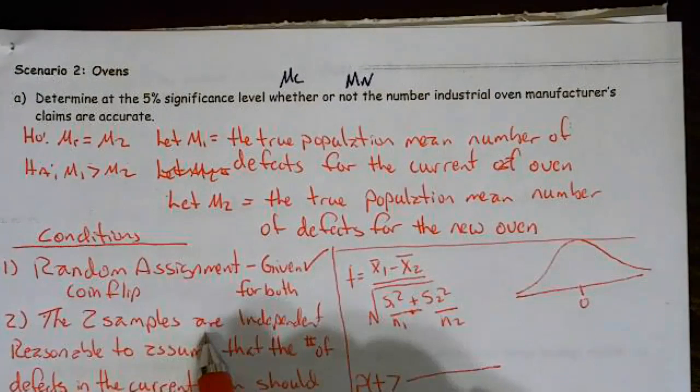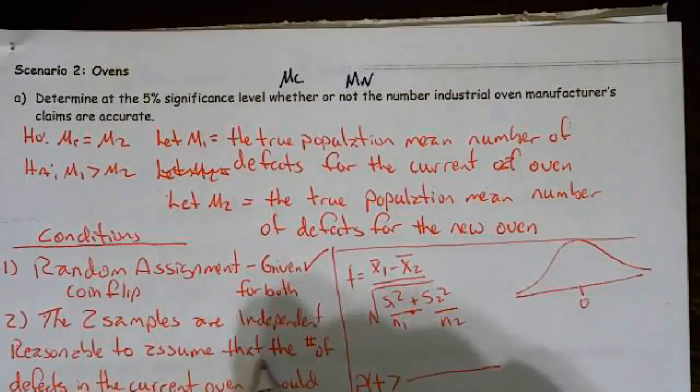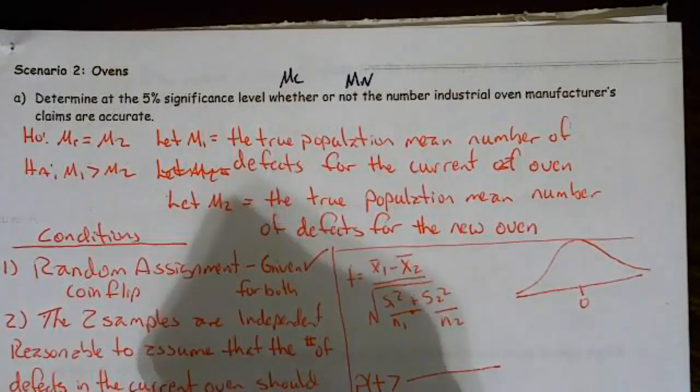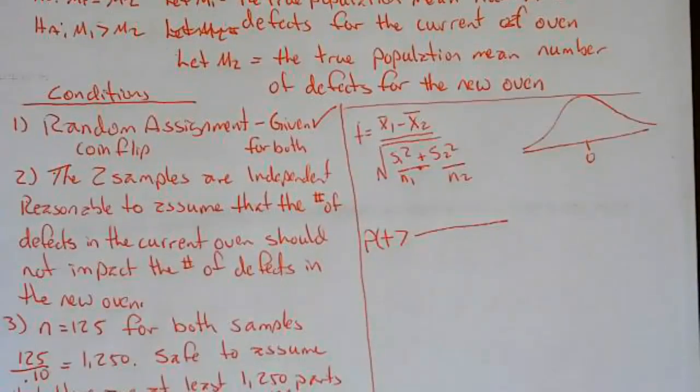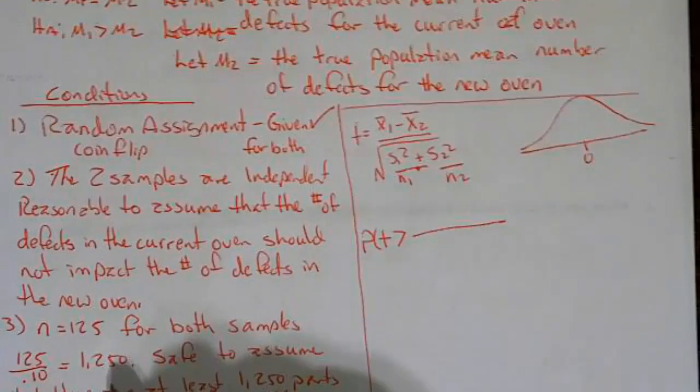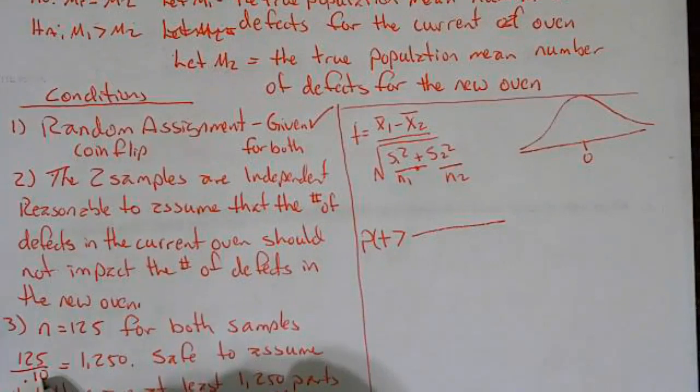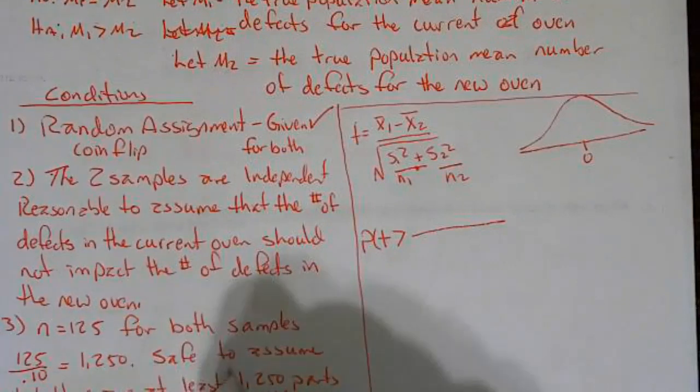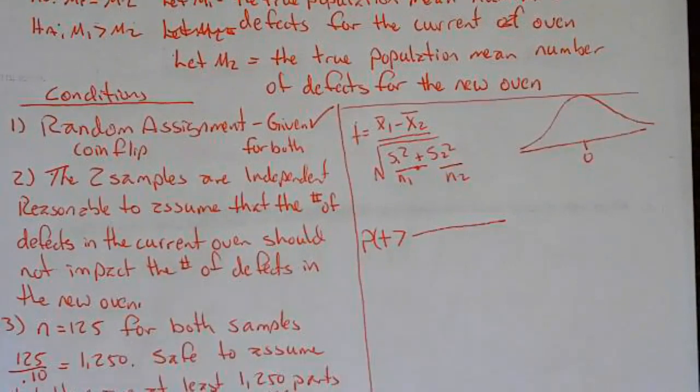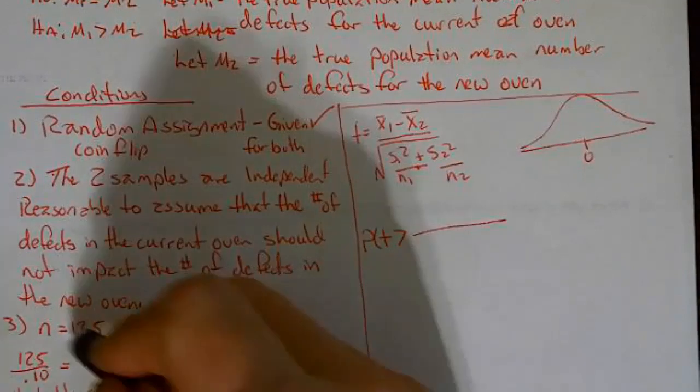The two samples are independent. It's reasonable to assume that the number of defects in the current oven should not impact the number of defects in the new oven. That's a pretty reasonable assumption. The n is less than 10%. n equals 125 for both samples. We divide by that, and we get 1,250. Safe to assume that there are at least 1,250 parts for both ovens. The sample size is less than 10% of the population.